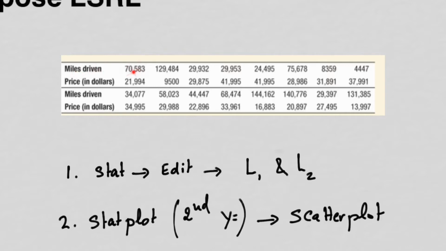Start with 70,583 all the way to 4447, and then come down to 34077 all the way to 131,385. Once you finish, you go to under L2 and you enter the price of those trucks in dollars, and that is your response variable. So you start with 21,994, go all the way here, all the way to here. So the last number should be 13,997.